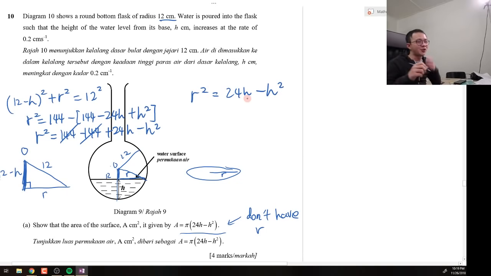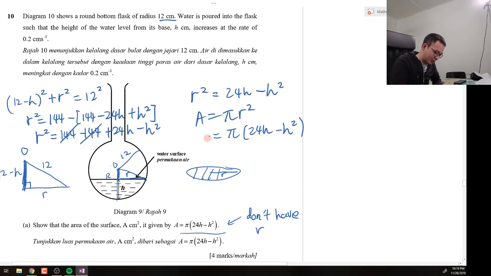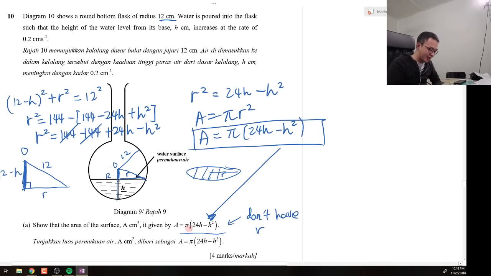I'm going to leave it as R squared. I do not want to take the square root, because I know the surface area is pi R squared, so I need R squared. So it's pi times 24H minus H squared. I get exactly the equation in the question: A equals pi times 24H minus H squared. This is the surface area. The difficult part of this question is that because you view from one side, you don't see the surface area on the top here.